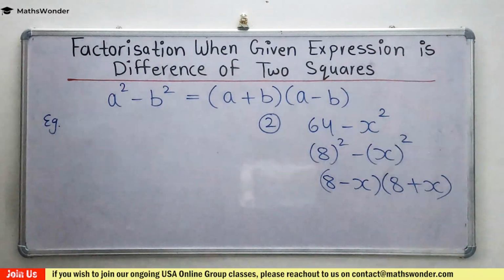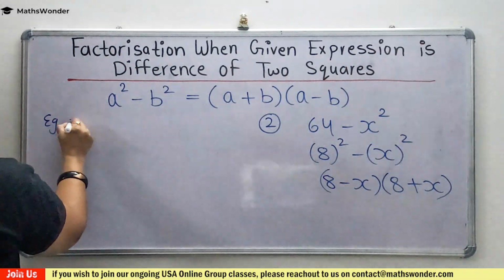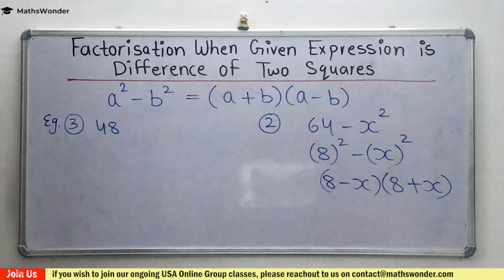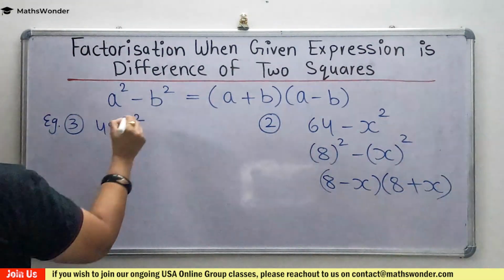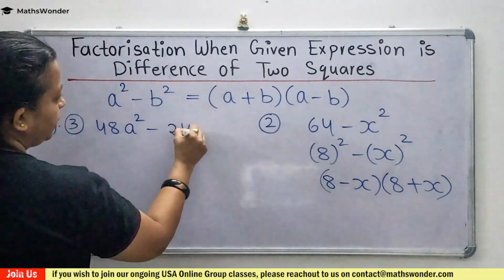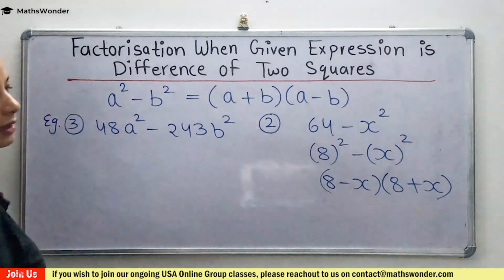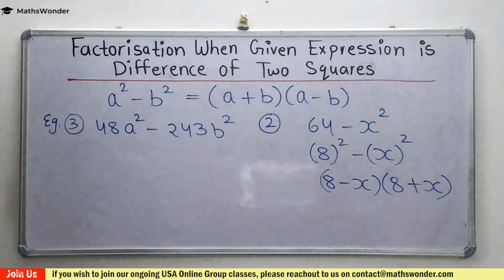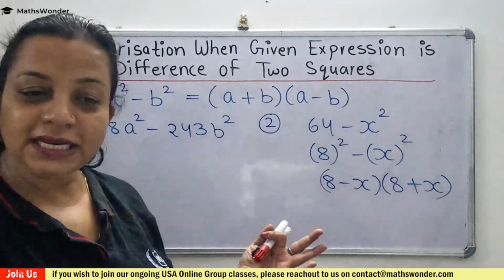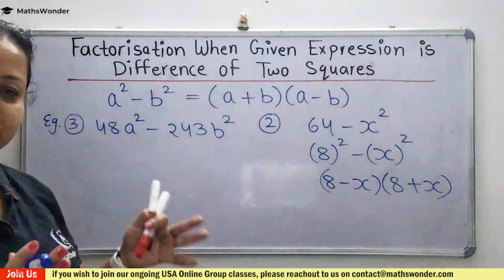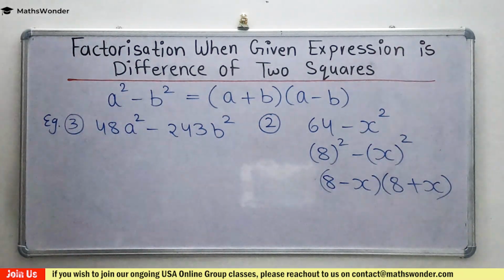Now the next one, we are moving to a more difficult one: 48a square minus 243b square. Now check the square of the numbers. 48 is the square of? No, 48 is not a perfect square. Is 243 a perfect square? No. Then what to do?